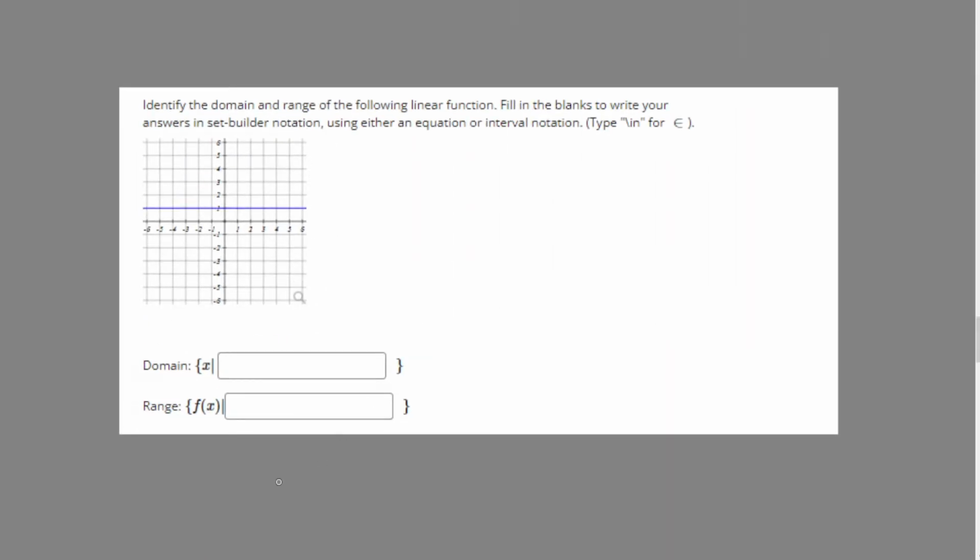This one says, identify the domain and range of the following linear function. Fill in the blanks to write your answers in set builder notation, using either an equation or interval notation. So it looks like you could do both. For our domain, it looks like it goes from negative infinity to positive infinity. So you could do that. I think that should be acceptable because it says interval notation. What I did just to make sure is negative infinity is less than x is less than positive infinity.